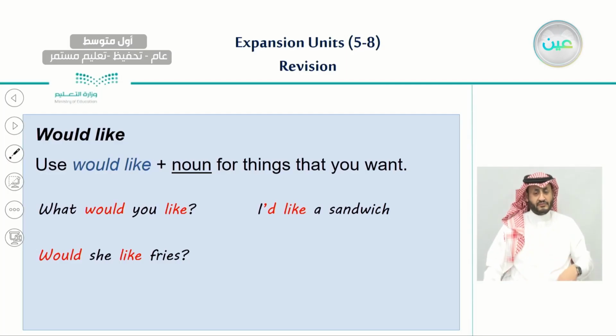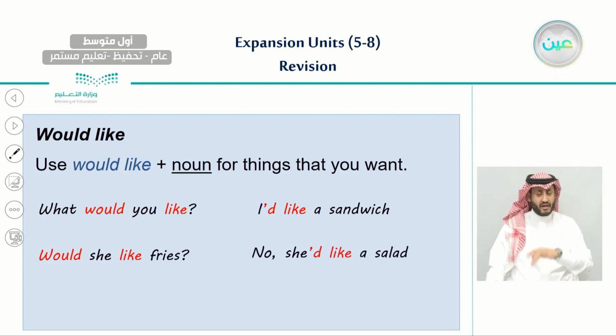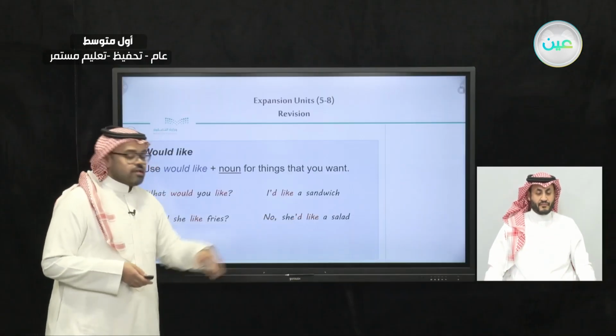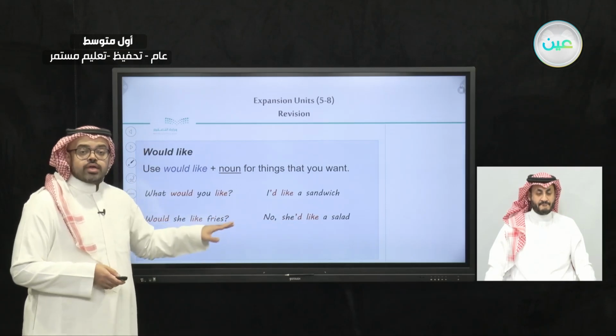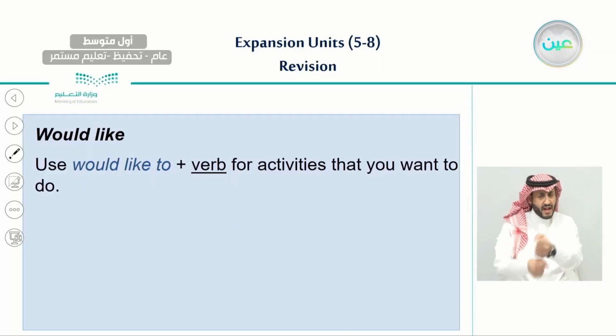We start with would, and the subject, and then the verb. Would she like fries? And the answer will be, of course, either yes, she would, or no, she'd like a salad. So this is how we form a question with would like.